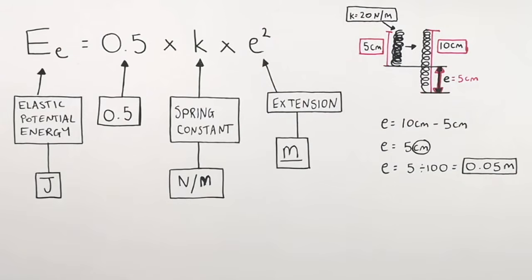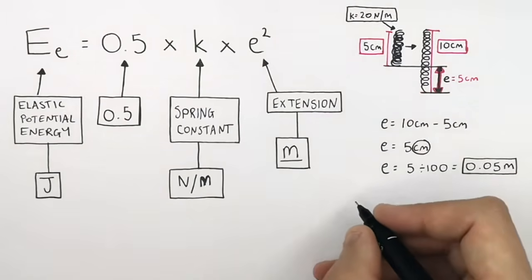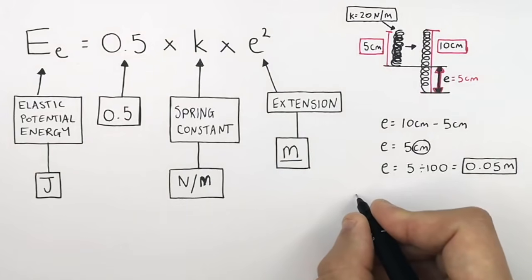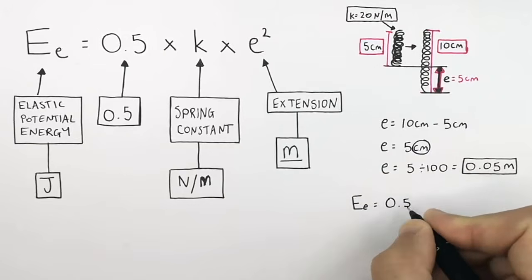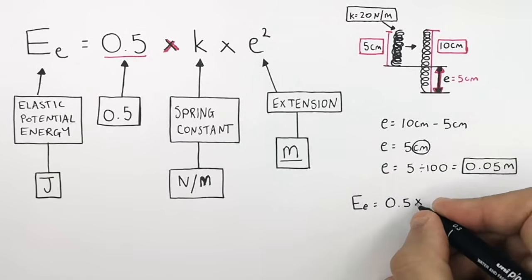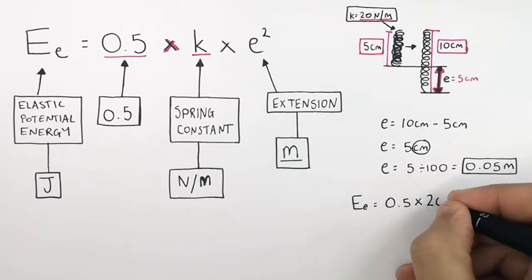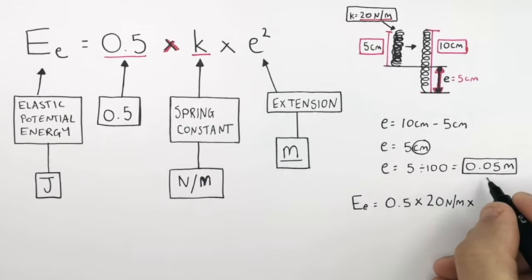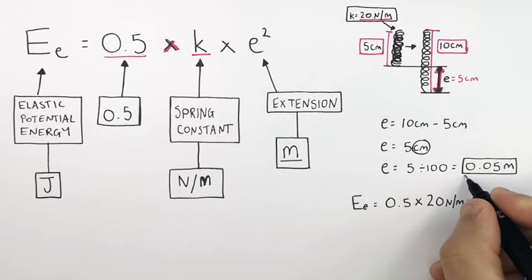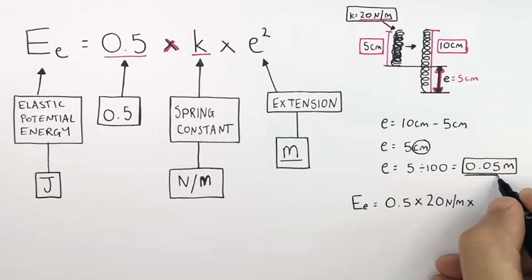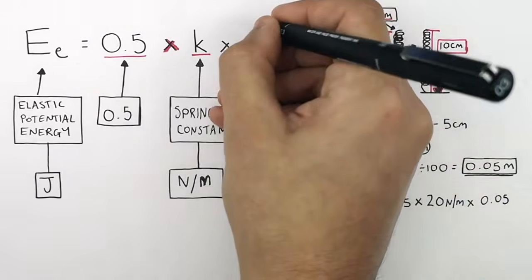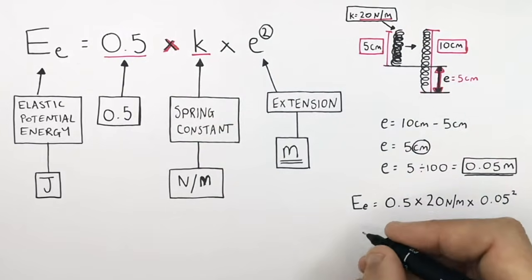So we've got the spring constant K, we've got the extension. We can now calculate the elastic potential energy stored in the spring. So E equals 0.5 times K. K is 20 newtons per meter, so it's 0.5 times 20. Multiply this by 0.05 squared.